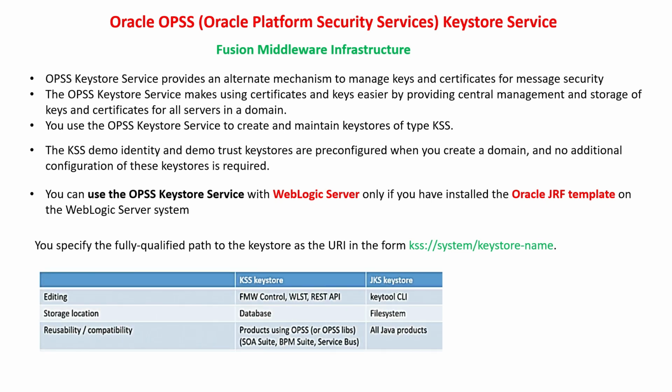Now, the major difference between the generic JKS key store and the KSS key store: the KSS key store can be edited. You can modify the KSS key store from the Fusion Middleware Control tool, which is also called the EM console. You can use WLST, you can use the REST APIs. But for a JKS-based key store, you have to use the keytool command-line utility. And KSS is stored in the database, but JKS is stored in the file system.